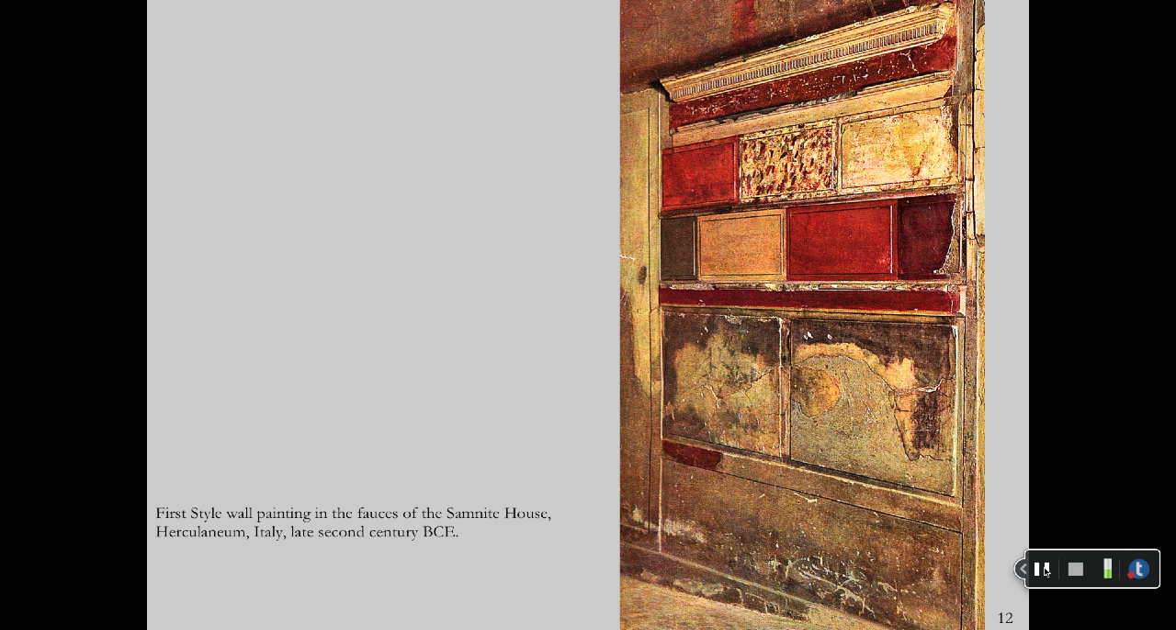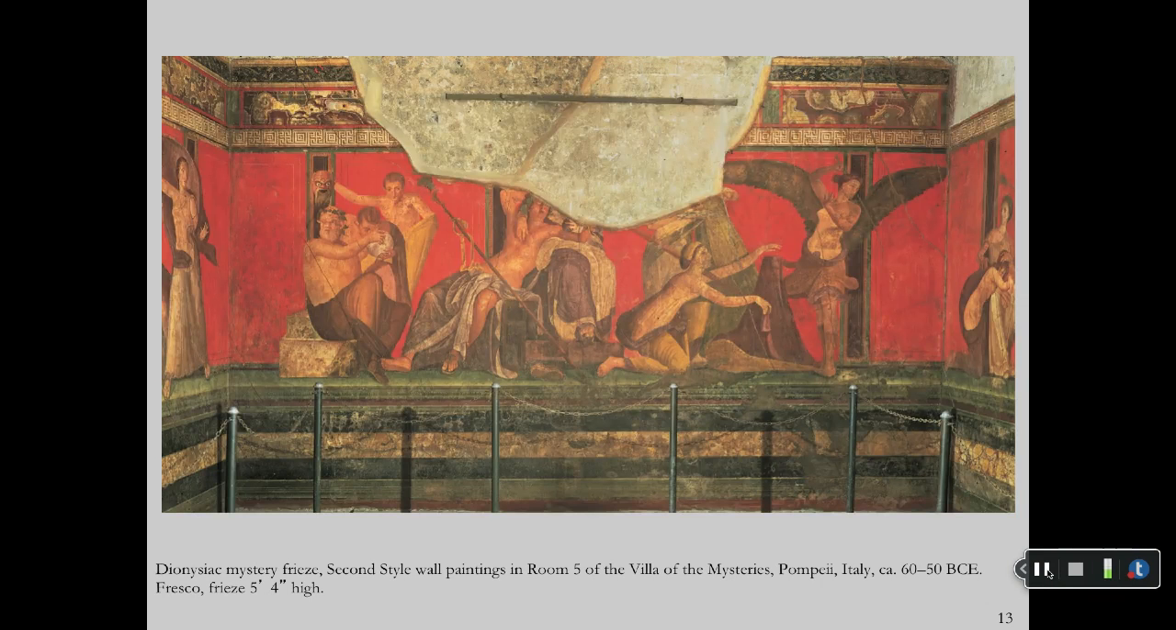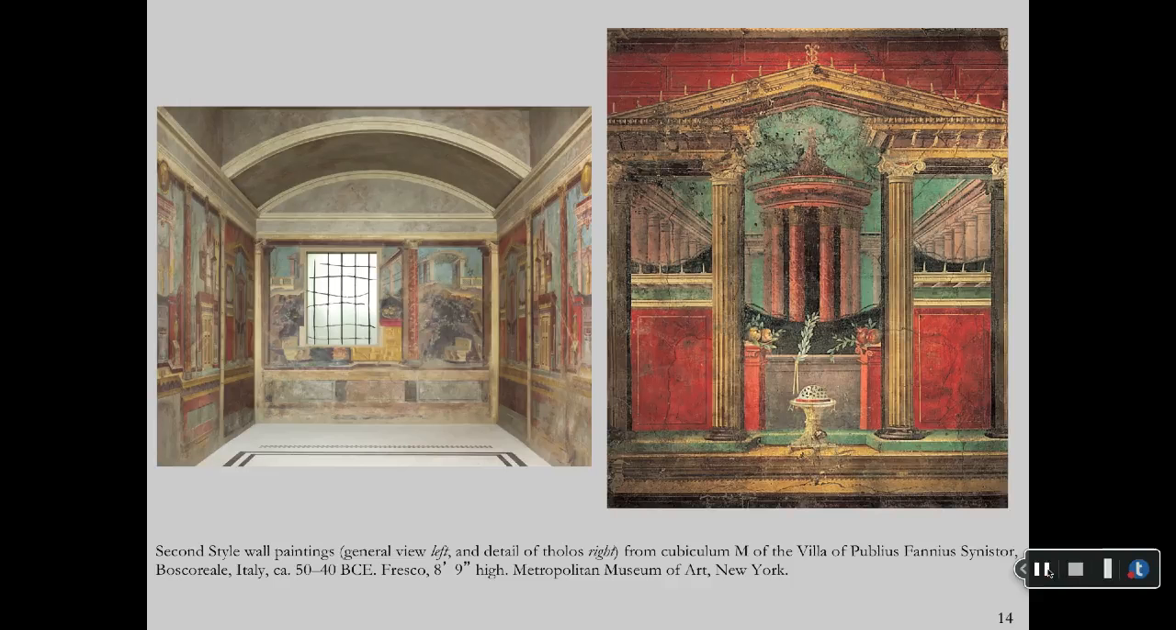Examples of Roman mural painting. The Republican period first style featured stucco panels painted to resemble marble. The second style dynastic mystery frieze was in room 5 of the Villa of the Mysteries in Pompeii. Examples of second style wall painting.